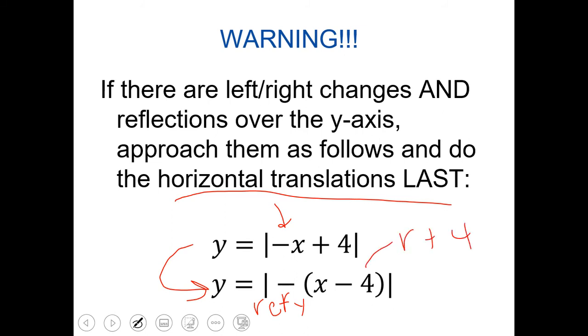And again, according to this warning, you would first have to take any x value, reflect it over the y-axis, which means make it the opposite, and then you would do the right 4 last. So with multiple changes, always do the up, down, and left, right last, and you have to have a positive x in order for this to work.